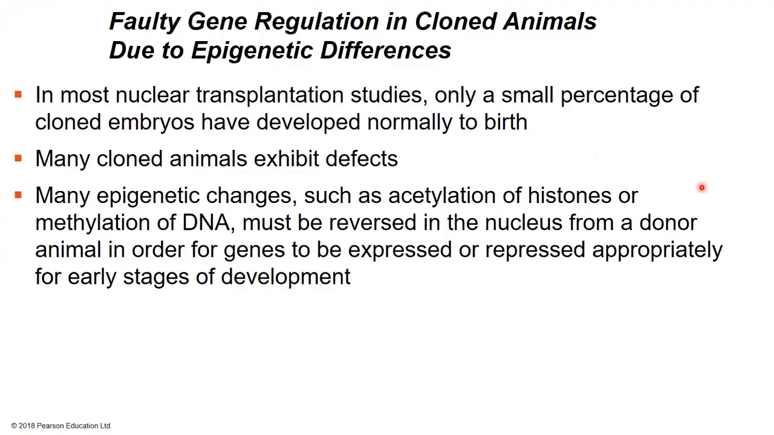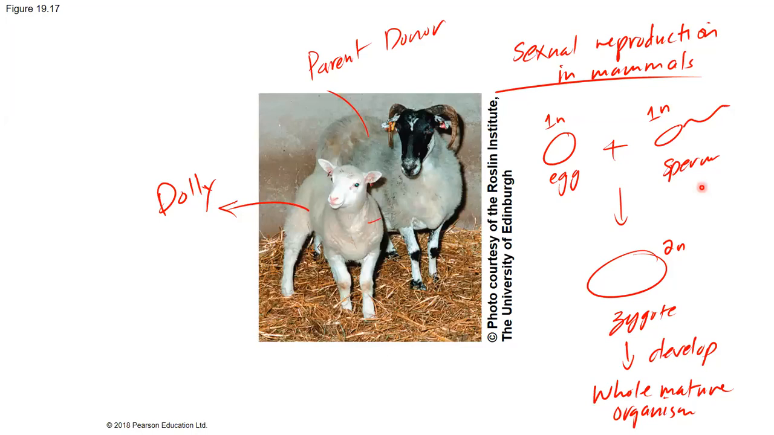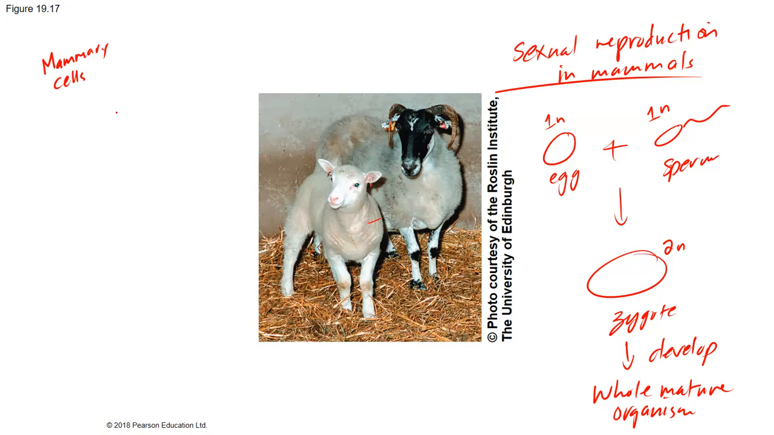So the procedure that was performed to clone Dolly was as follows. They took mammary cells from a donor, from one, let's say, parent. And they took these cells and grew them in the lab inside a dish. Okay.